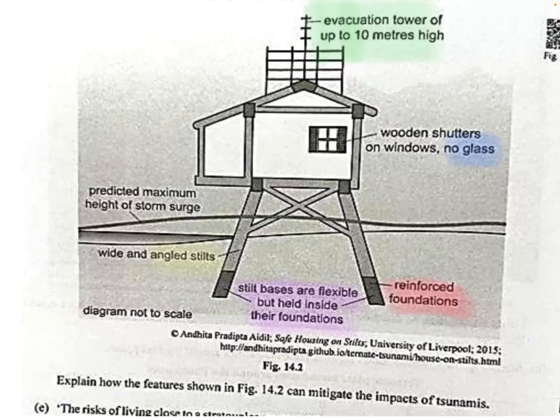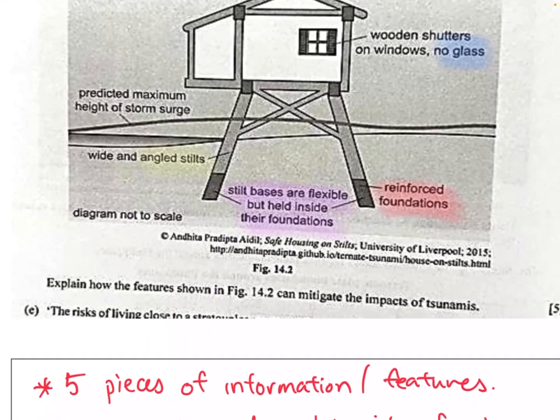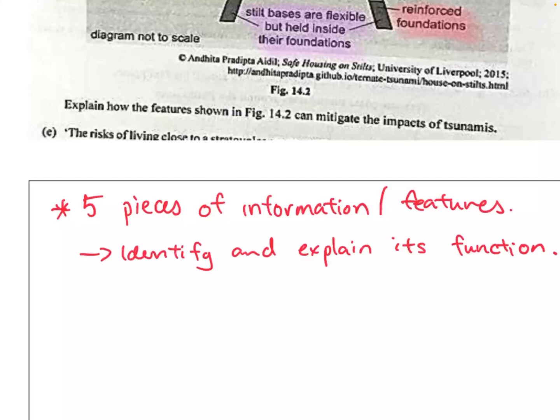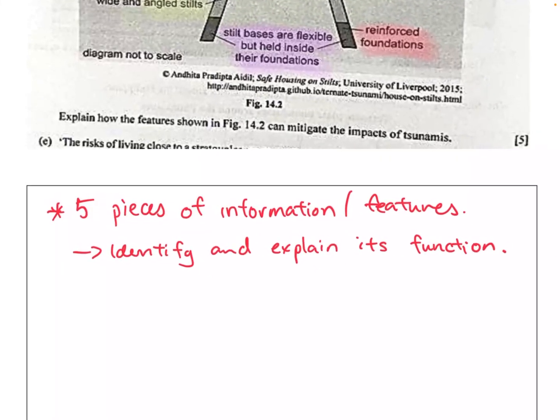Okay, finally you look at the wide and angled stilts. Why wide and angled? Think of what kind of a center of gravity this would encourage, and how does center of gravity actually work in this case. So 5 pieces of information, 5 features. You need to identify each of them and explain their function in this case.